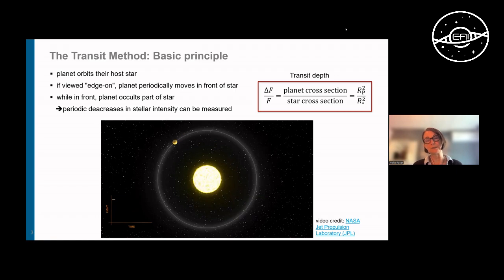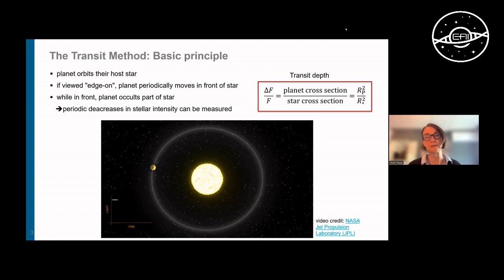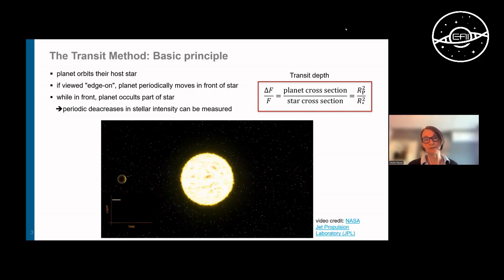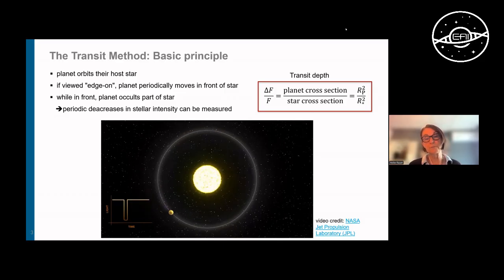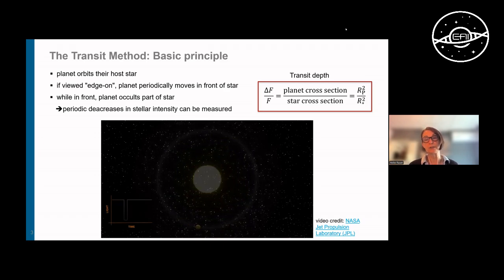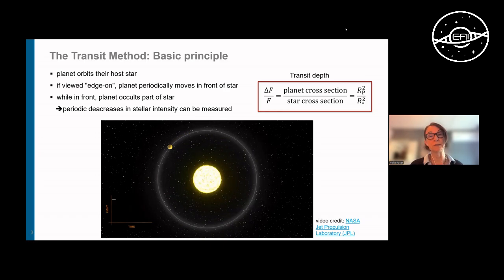While the planet is in front of the star, it blocks light of the stellar surface and the star appears fainter. The magnitude of this dip is proportional to the planet cross-section over the stellar cross-section. That means if we know the size of the star, we can infer from the measurement of this dip, of the blocking of light, the radius of the planet. Among all the detection methods we have today, this is the only method which allows us to measure the radius of a planet directly.